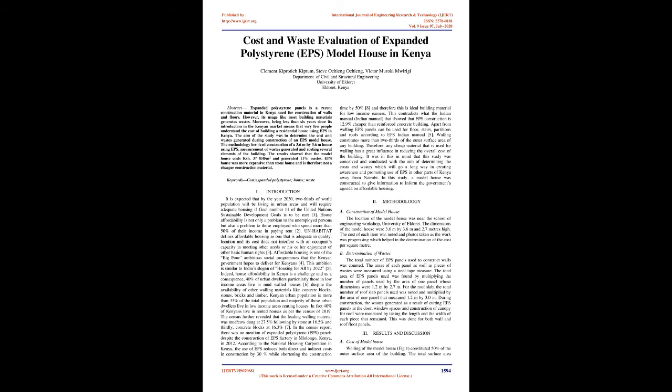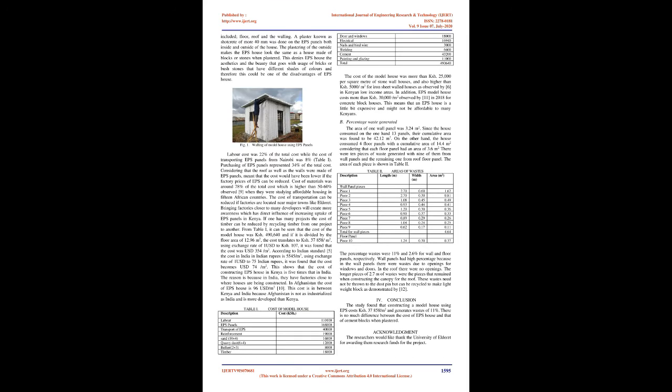According to the National Housing Corporation in Kenya, the use of EPS reduces both direct and indirect costs in construction by 30% while shortening the construction time by 50%. And therefore this is an ideal building material for low-income earners. This contradicts the Indian manual, which showed that EPS construction is 12.9% cheaper than a reinforced concrete building. Apart from walling, EPS panels can be used for floors, stairs, partitions and roofs according to the EPS Indian Manual.